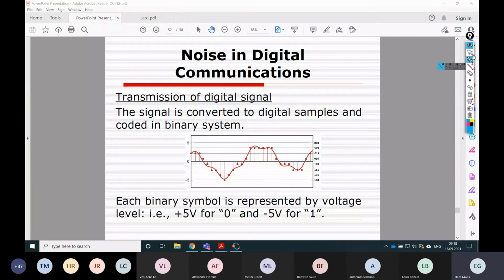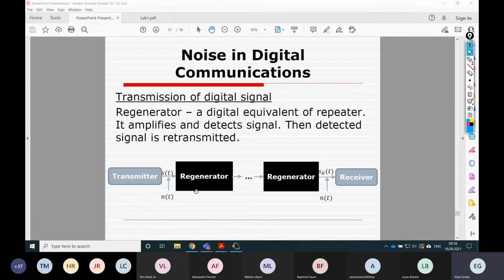Okay. And that's what the regenerator is doing. It receives the signal. It also amplifies it. Then it decides whether the signal is 1 or 0. So this is some sort of equivalent of a repeater. However, it also performs a detection of the signal. So it makes a decision: is it 1 or 0? Basically, this signal is then retransmitted again.